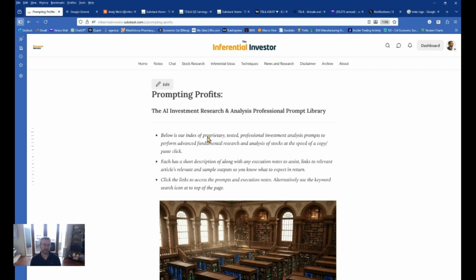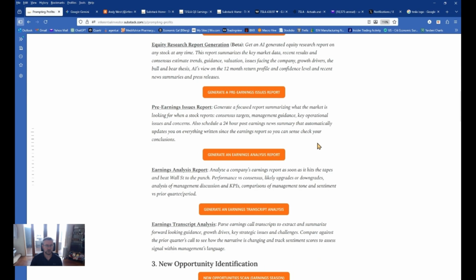What we're doing today is a deep dive into the Tesla Q3 earnings report that dropped, having a look at what insights we can pull out using the professional analysis prompts from our website. Now, you're looking at the prompt library page on the Inferential Investor website. If we scroll down, we get very quickly to generating an earnings analysis report. That's what we want to do today.